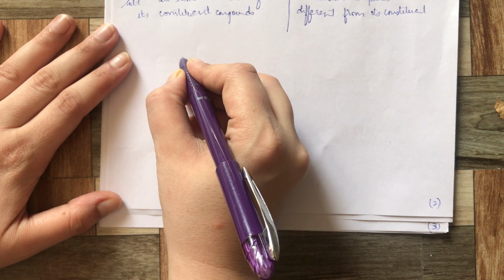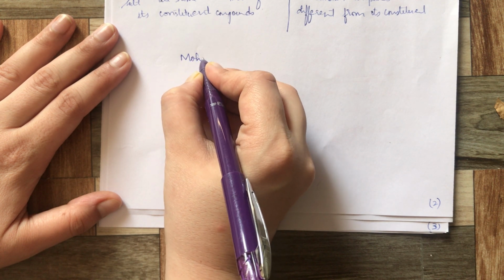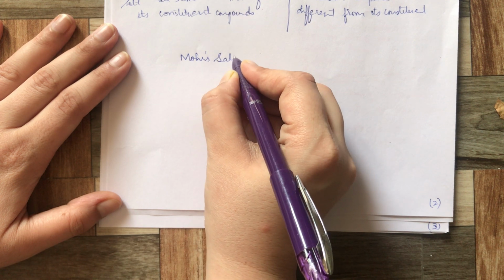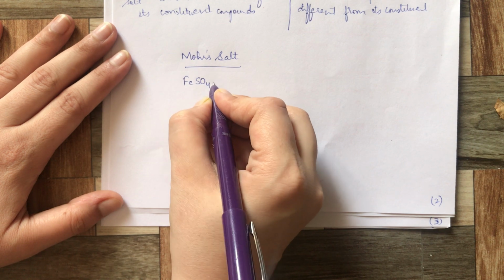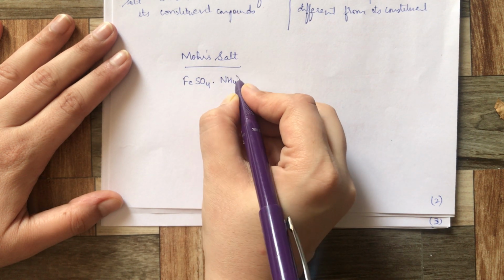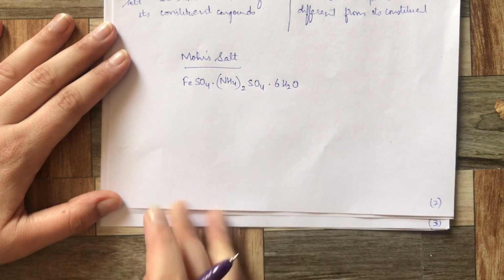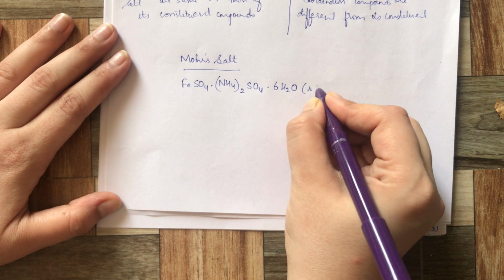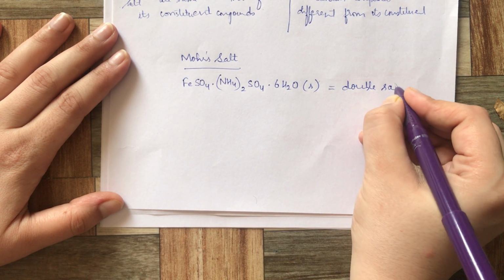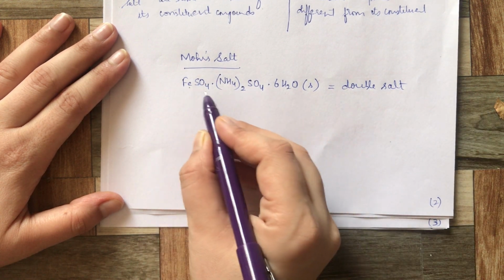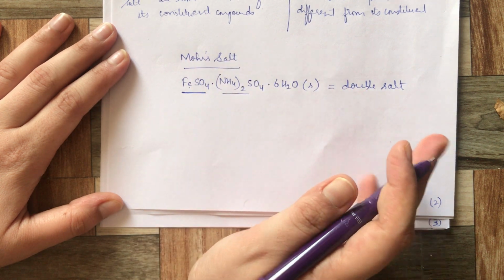For example, suppose we have Mohr's salt, that is FeSO4 dot (NH4)2SO4 dot 6H2O. It is in the solid state. This is a double salt. In the solid state, all these salts combine. These two simple salts combine and form Mohr's salt.